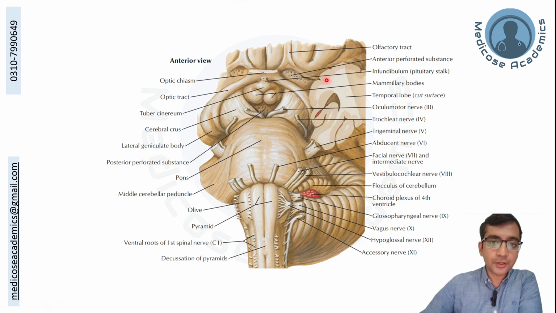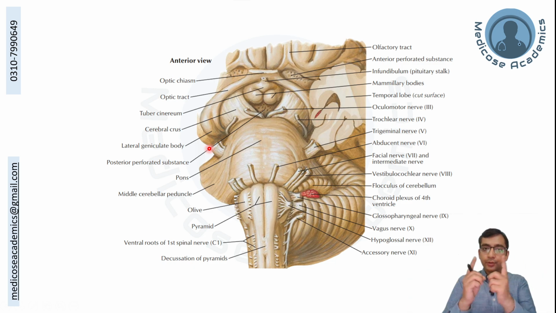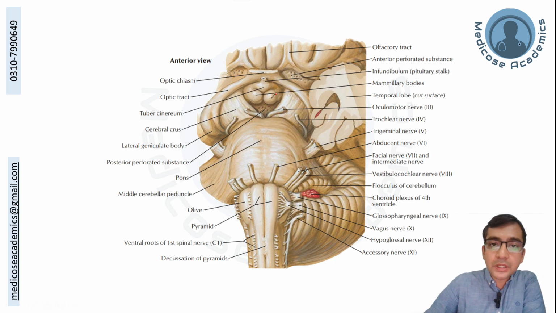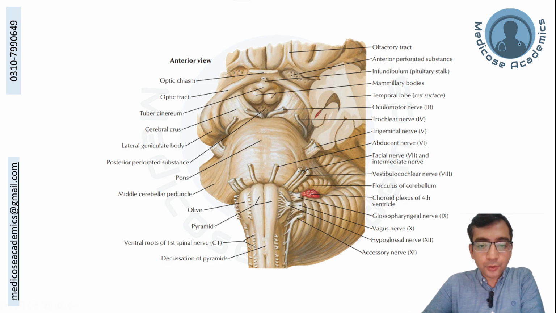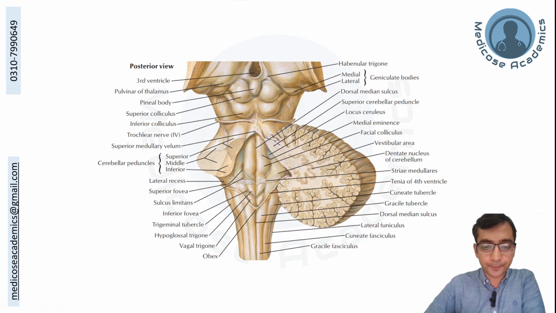Above it, the other structures that you can see here, the optic tract and chiasm, the tuber cinereum and mammillary bodies, are all part of the diencephalon. Between the two crus cerebri, you can see the third cranial nerve exiting, the oculomotor nerve, exiting from the front. And then there is the fourth cranial nerve, the trochlear nerve, that exits from the back, winds around and comes to the front. And here you can see the trochlear nerve that has come to the front from the side.